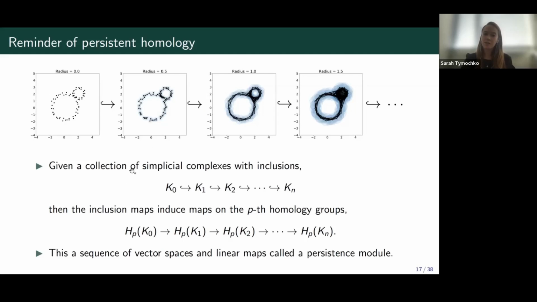And so this comes down to having a collection of simplicial complexes with inclusions. Those inclusions induce maps on the homology groups. And from there, we can get our persistence diagrams. So that's what's underlying the sublevel set persistence and, in this case, the standard Vietoris-Rips persistence.